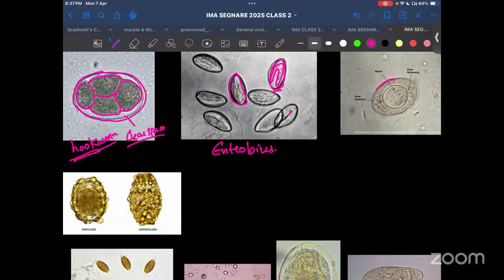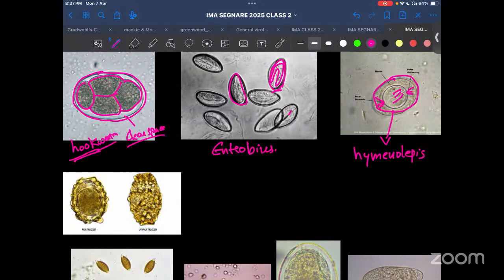This one here, see what is this? You can see that there are three pairs of hooklets inside, and there is polar thickening and polar filaments. Okay, so these are features of tapeworm. Which tapeworm? This is Hymenolepis nana.